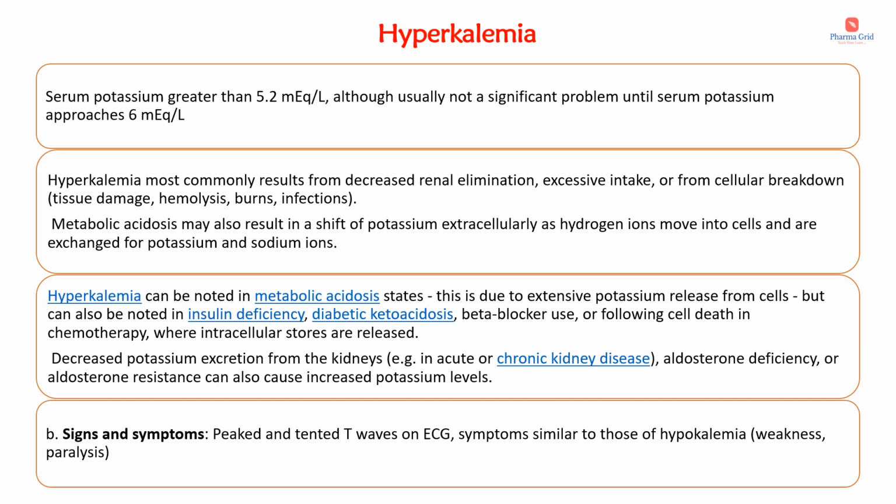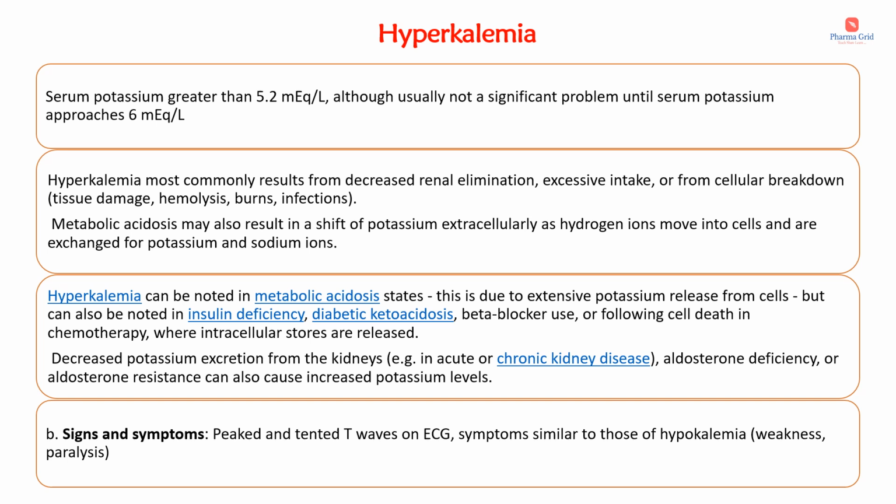So this hyperkalemia can be noted in metabolic acidosis states. This is due to extensive potassium release from the cells, but can also be noted in insulin deficiency, diabetic ketoacidosis, beta blocker use, or following cell death in chemotherapy where intracellular stores are released. Decreased potassium excretion from the kidneys, for example in acute or chronic kidney disease, then aldosterone deficiency or aldosterone resistance can also cause increased potassium levels.